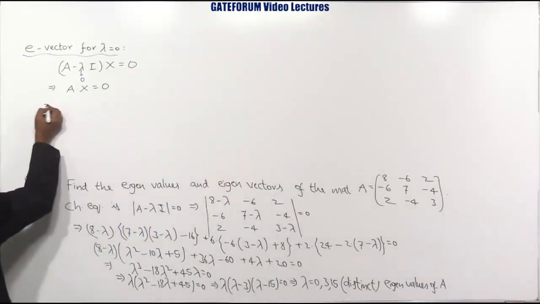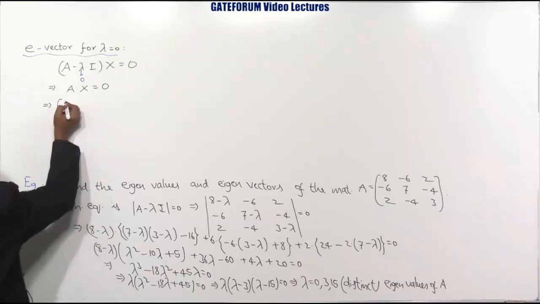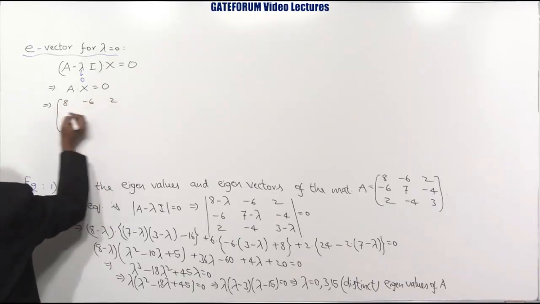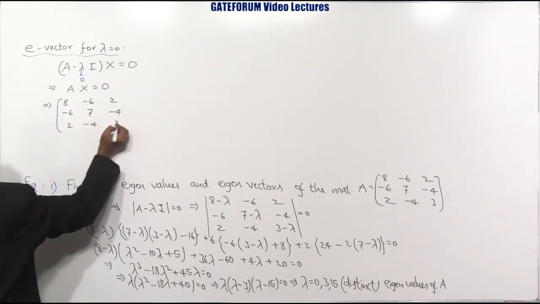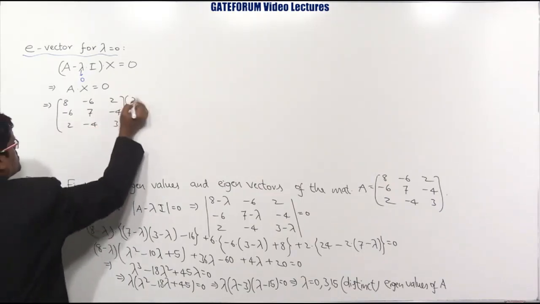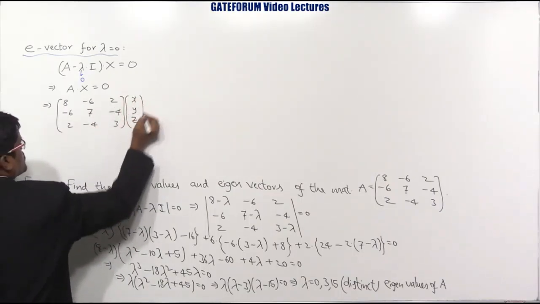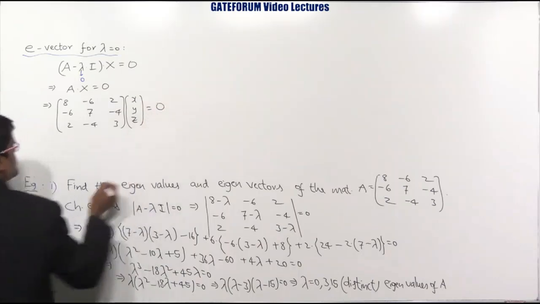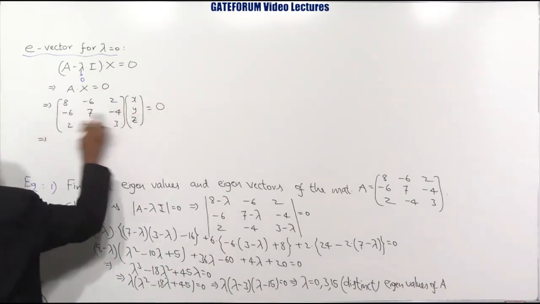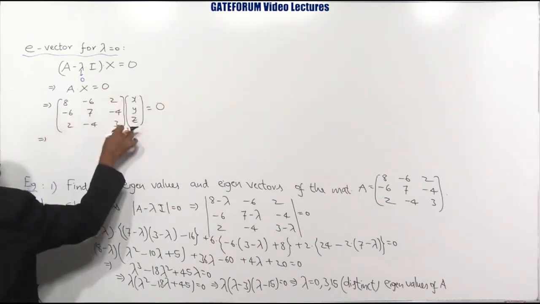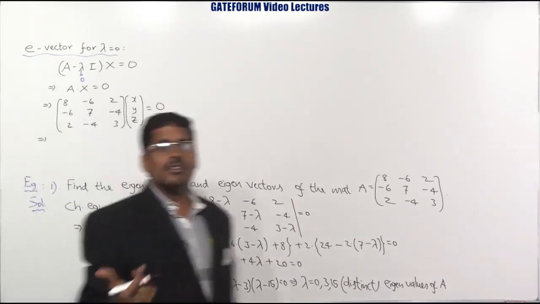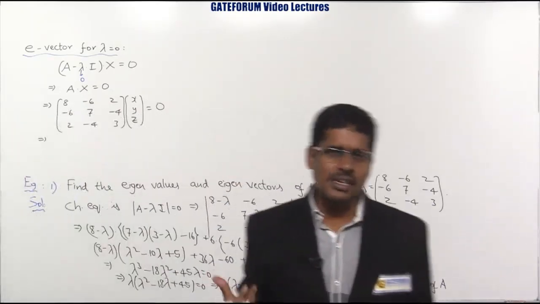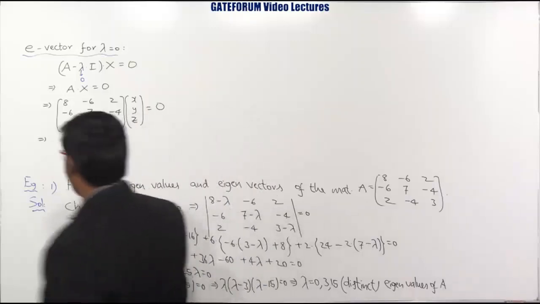So what is A? 8 minus 6, 2. Minus 6, 7, minus 4, 2, minus 4, 3. Into 3 variables means X, Y, Z, because 3 rows, is equal to 0. So you know matrix multiplication. First row into this column, second row into this column, third row into this column, equated to 0 will give 3 row equations. That means 3 equations in X, Y, Z, and you know how to solve.